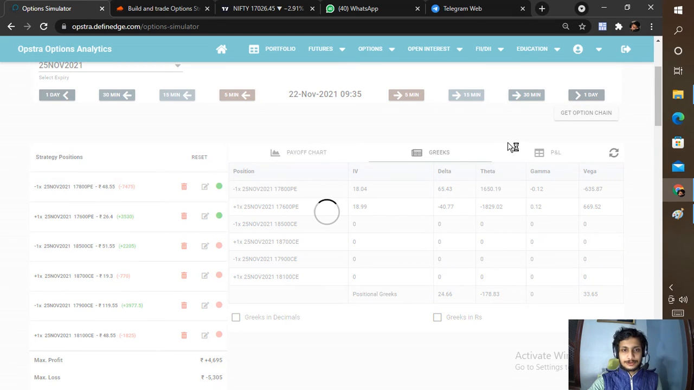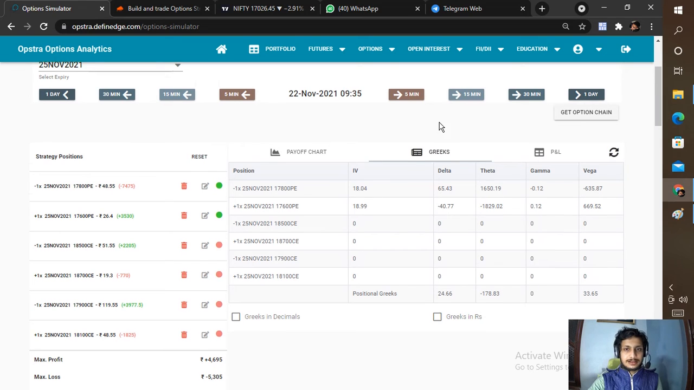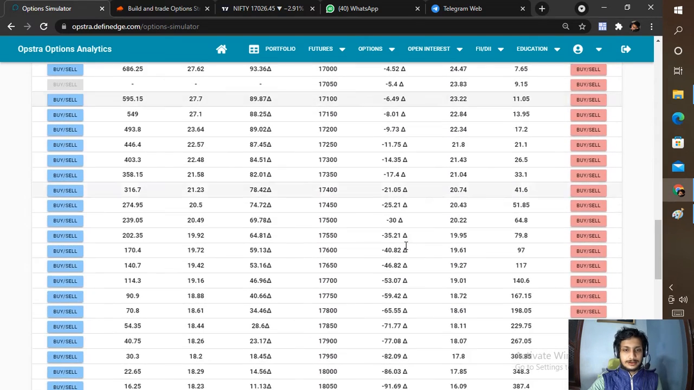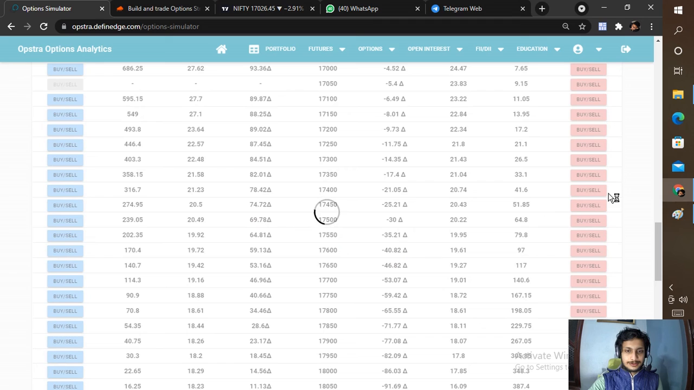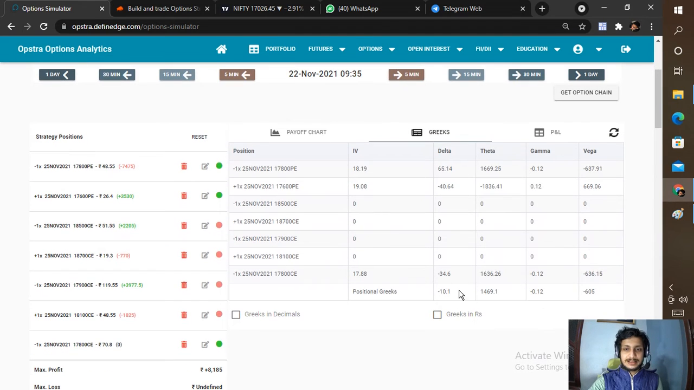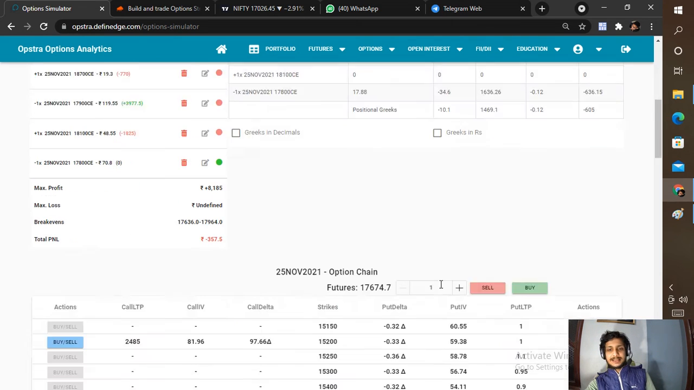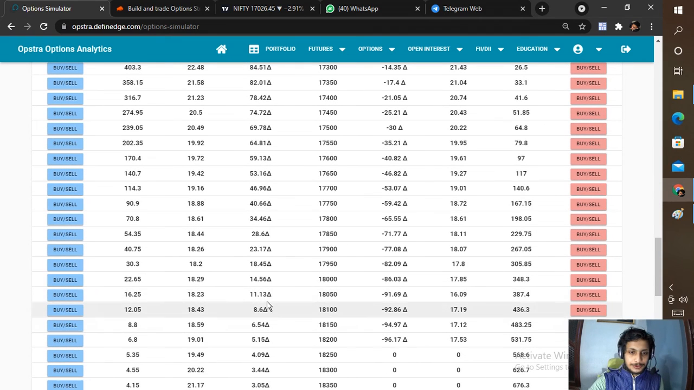So let's move to the option chain. We have to sell a 17,800 call also. So what is the delta right now? It's a 10 delta, so we have to search for a 10 delta call. This one is a 10 delta call, nearly equal to 10. It's 18,050, so I am buying this.